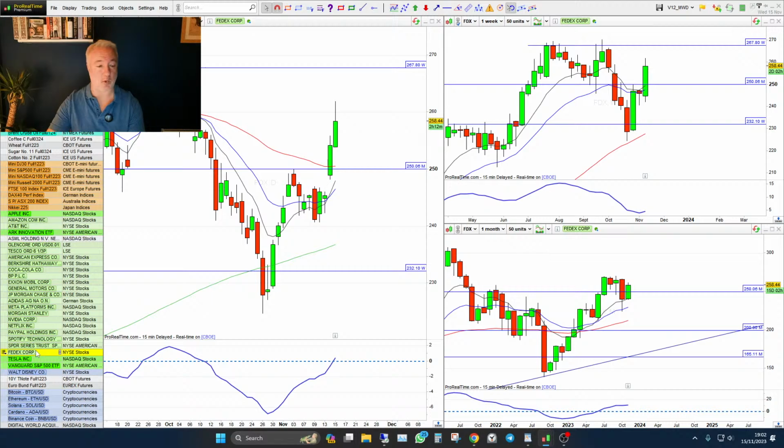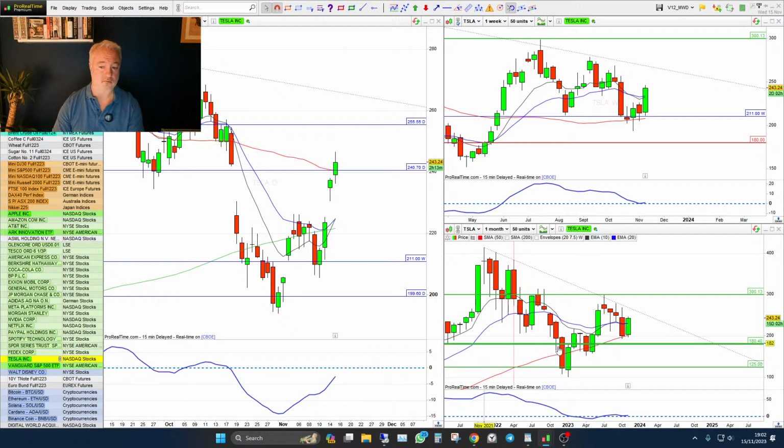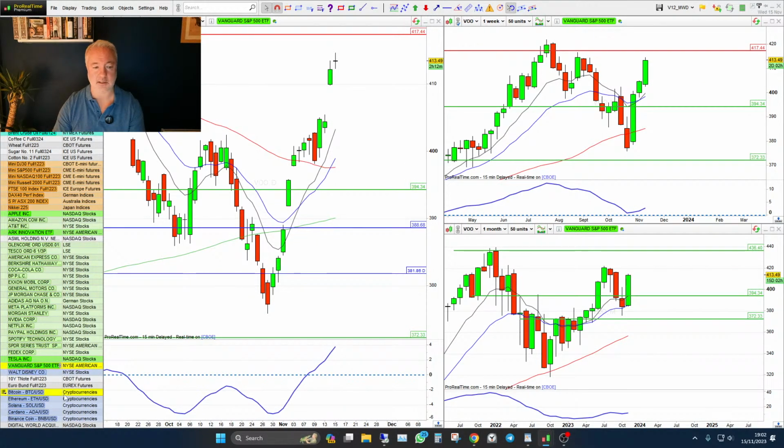FedEx is looking good as well. Really nice. Look at this break, pullback, and a nice bullish candle. That's a continuation. Excuse me, a little bit of resistance here, but it's going to keep going. Tesla's doing fine. So there's a strong setup, although it's in a bit of a downtrend here. Monthly is in an uptrend, and there's your bullish candle. Inside bullish candle, we're probably going to see a breakout, if not this month, then next month on the next candle.